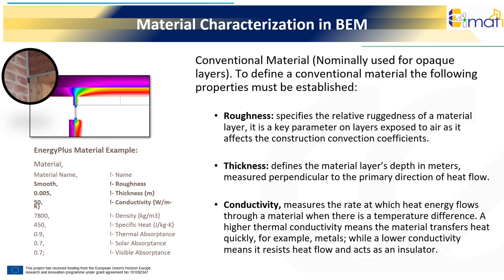Conductivity describes how well a material conducts heat. It measures the rate at which heat energy flows through a material when there is a temperature difference, and its units are typically watts per meter Kelvin. A higher thermal conductivity means the material transfers heat quickly, for example, metals. While a lower conductivity means it resists heat flow and acts as an insulator.